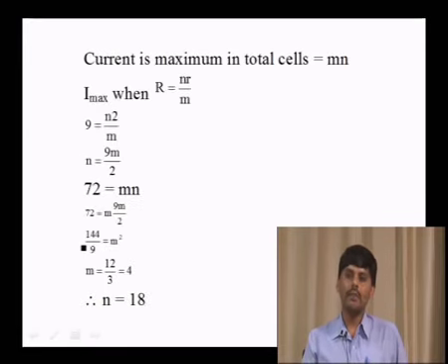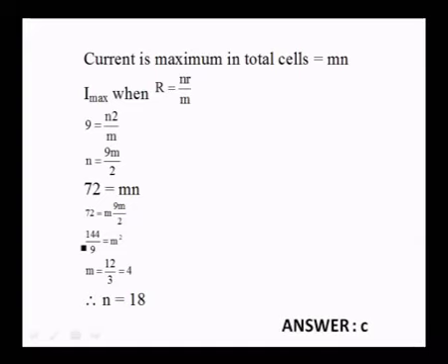See, the condition for the maximum current in the circuit is that the external resistance is equal to the effective internal resistance. The external resistance in the problem is given as 9 ohm, and the internal resistance is also given as 2 ohm. If you substitute these two values in this equation, we get the value of n is equal to 9m divided by 2. But the total number of cells is equal to m into n, they were also providing, that is equal to 72. 72 is equal to mn, then substitute the value of n in the equation.